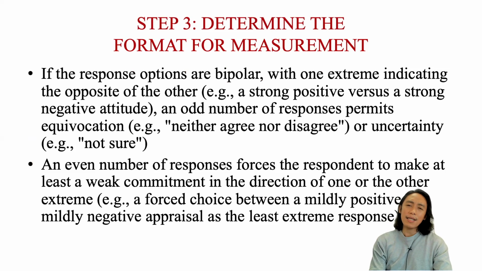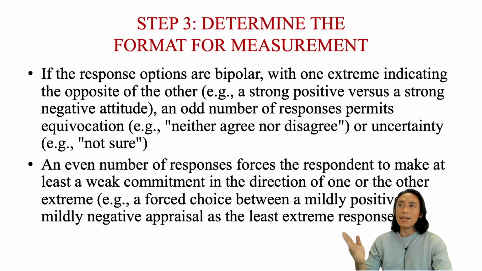And when is this ideal? Again, you have to think about the construct. Is this particular construct something that one should have a position about? Either they agree or disagree, or at least mildly agree or mildly disagree. Is it not logical for an individual to be neutral about this? Then that situation, I guess, is where having an even number response set can be beneficial.